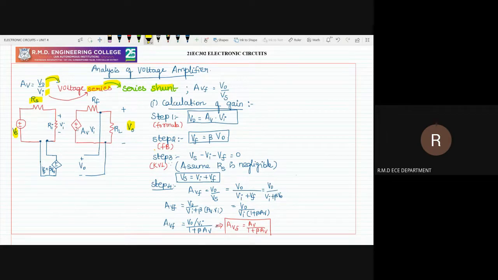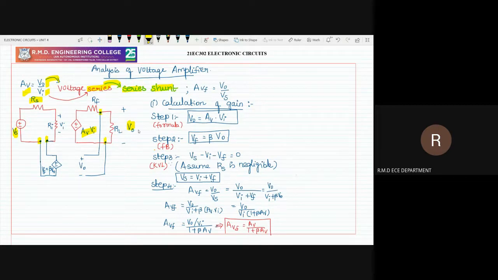Then a diamond shape symbol indicates the dependent source. So V naught is dependent. This can be written by seeing this formula: AV equal to V naught by VI. So from this you have to write V naught equal to AV into VI. This is the way to give the name for the dependent source. And then, input side is a series connection, output side is a shunt connection. So this is the series connection and this is called a shunt connection.